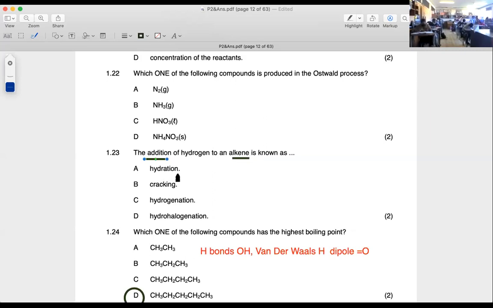So what is it? Hydration would be adding water. Cracking would be turning a big thing into a small thing. Hydrogenation, adding hydrogen. Dehydrogenation, that would be if you were taking hydrogen away. So the answer is obviously C.